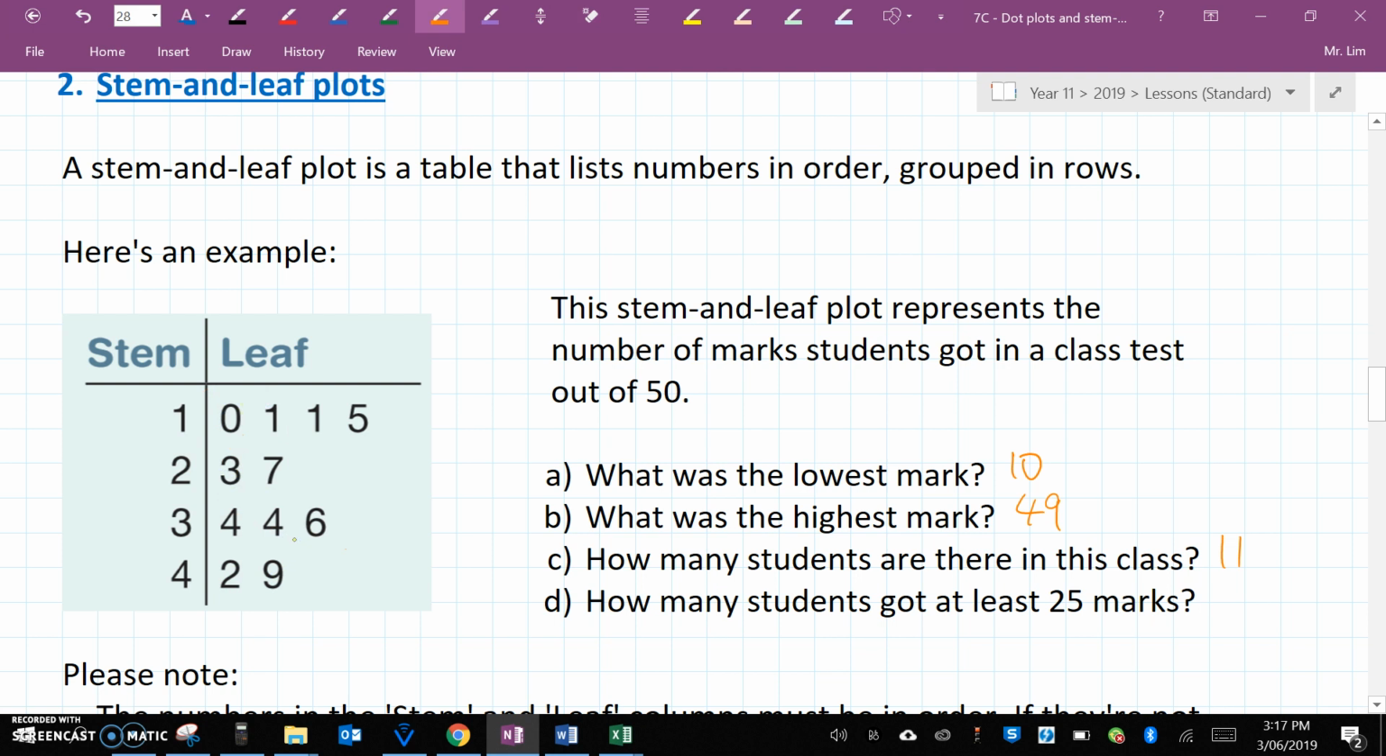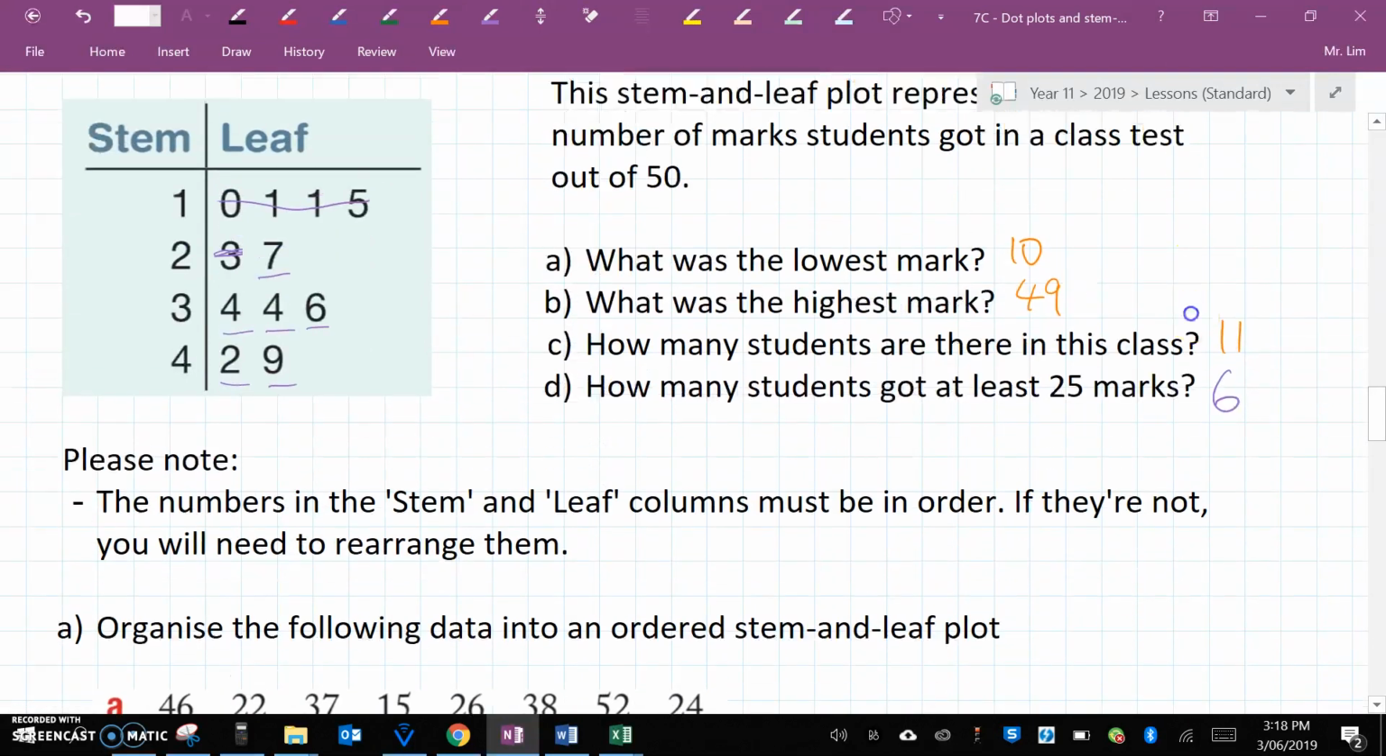How many students got at least 25 marks? At least means 25 or more. So none of these people did, and this one didn't. So that's 1, 2, 3, 4, 5, 6. 6 students got at least 25 marks.